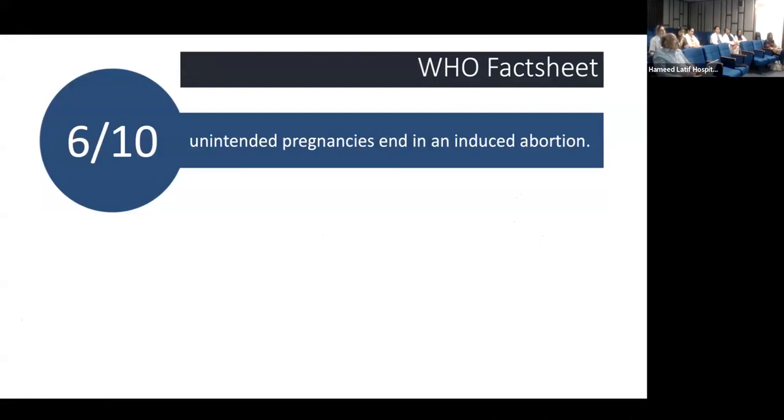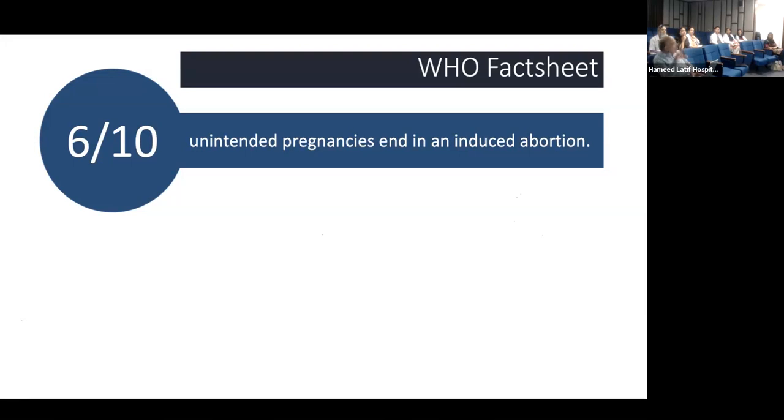WHO says that 6 out of 10 pregnancies are unintended. 6 out of 10 unintended. Of all the unintended pregnancies, 6 end in an induced abortion, more than 50% of them, irrespective of the law of the country, whether it is a restrictive law or, for example, in England, where they made a law in 1967 that you could demand termination of pregnancy, and it would be done. Nobody could stop it, and people could get it like that.